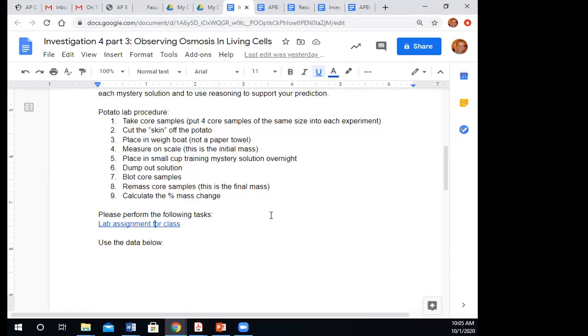Okay? So you'll see a map that I've given you the data. It's now the next day. You don't have to collect your samples, but you do have to calculate the percent mass change. Okay? So that's where we're at with this experiment for you guys. Any questions? Okay, so I'll cut you loose on this assignment.